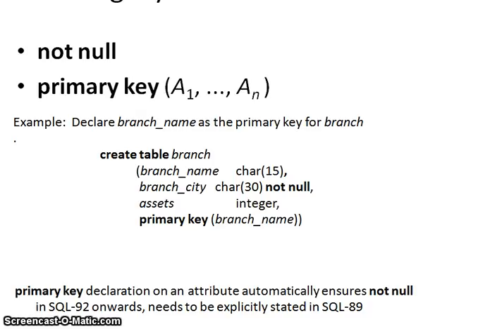We have another constraint, the primary key. Primary key, as we know, is one of the attributes which is used to uniquely identify the tuples in a table.